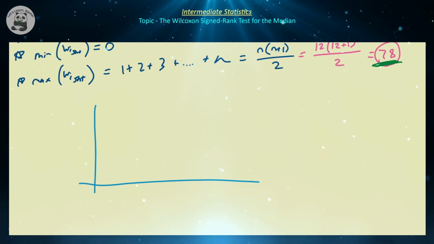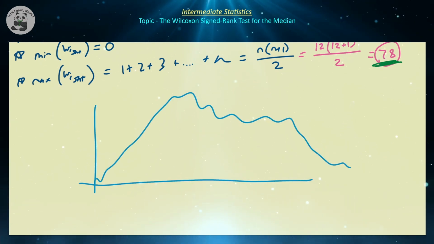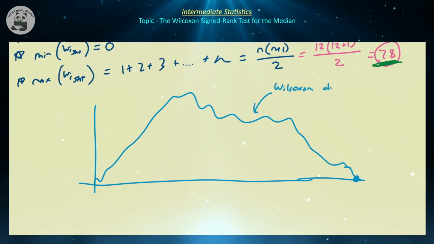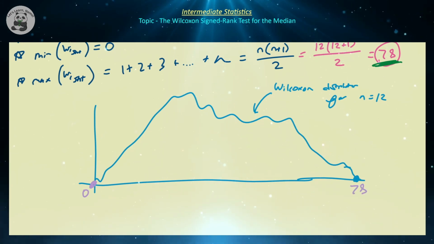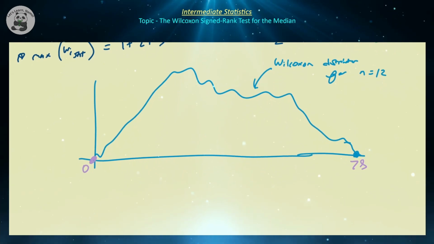So whatever this distribution of this Wilcoxon distribution is, let's assume that this is the Wilcoxon distribution. And let's assume this is going to be for n is equal to 12, because if you change the sample size, these extremes are going to change, right? So the minimum value is actually always going to be 0 regardless of the size of n. And for our particular case, the maximum is going to be equal to 78. Right. So here's the Wilcoxon distribution, and half of this distribution is going to be equal to 39.